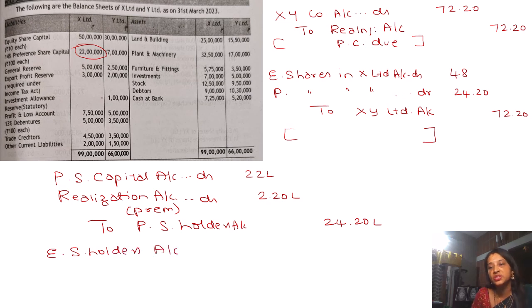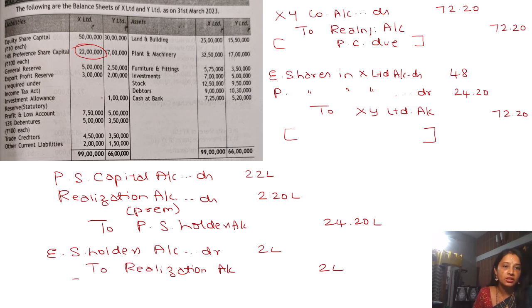I'll show you an image which has all the journal entries together. There you can see how we got this loss. So equity shareholders account debit 2 lakhs, to realization account. So this is the loss on realization. You just got a loss on realization of 2 lakhs.